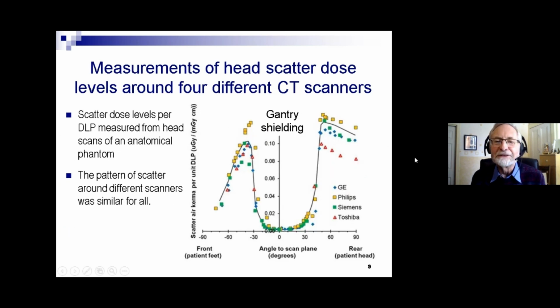And we did similar measurements linked to the head scan DLP, because the head scan DLP measured on a different phantom, the actual value of radiation is less than half of that for the body. So we needed to have the same type of data for head scans. And we also did plots in the vertical direction, and there was little difference between the ones in the horizontal and vertical directions.